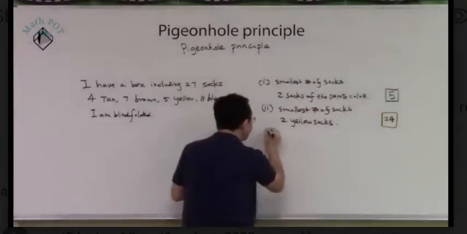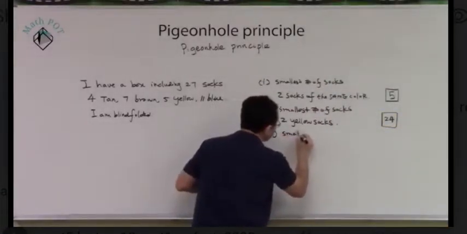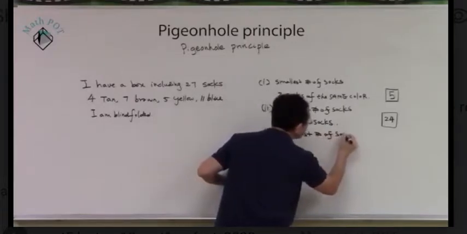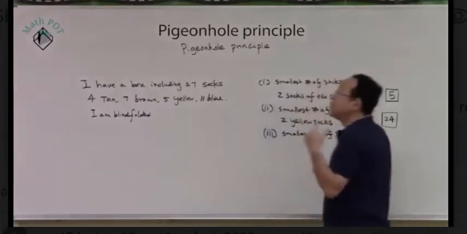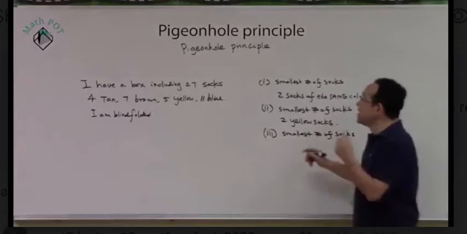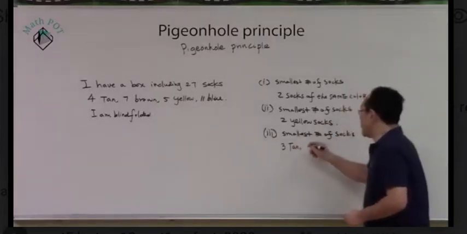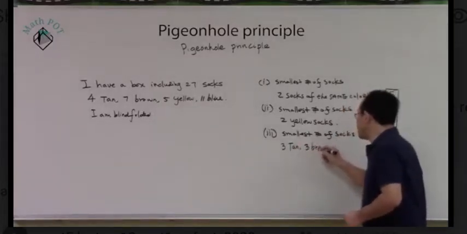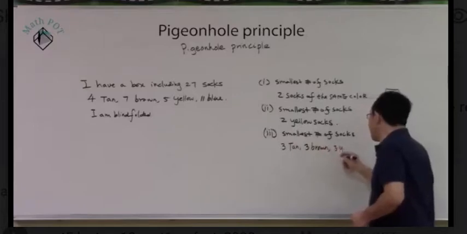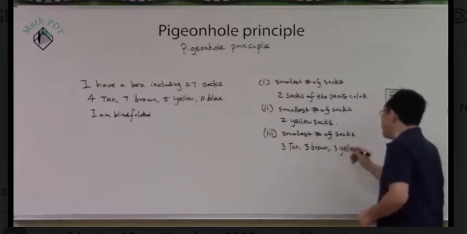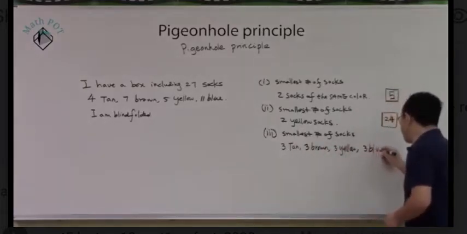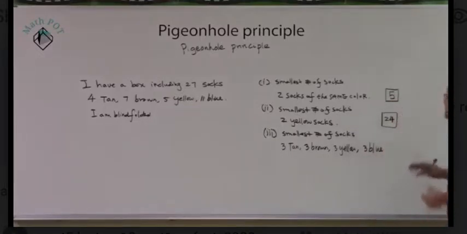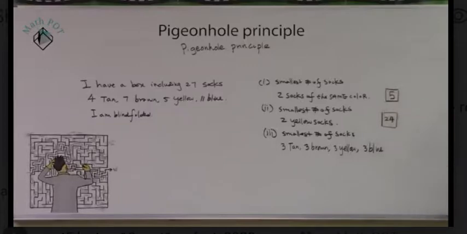So let's try to figure out what is the smallest number of socks you have to pick to guarantee you include 3 of each color: three green, three brown, three yellow, and three blue. Let's see how to solve this problem. Definitely something much more complicated than the first two.